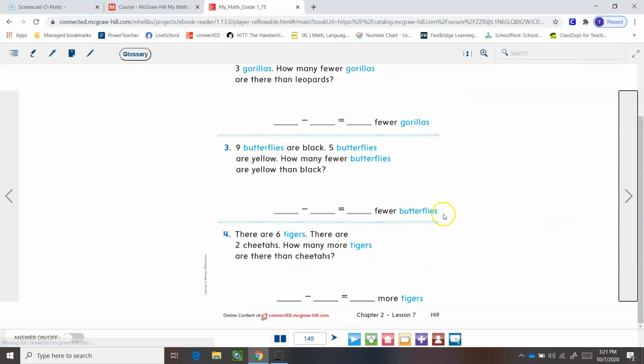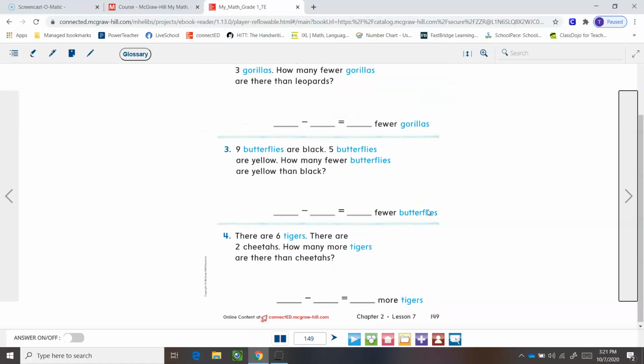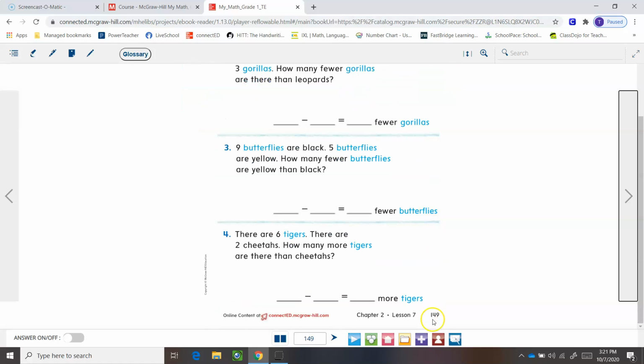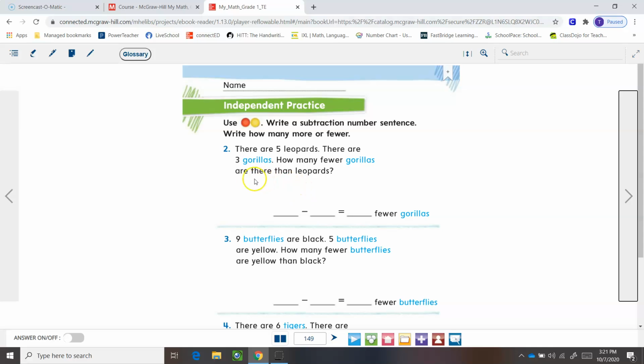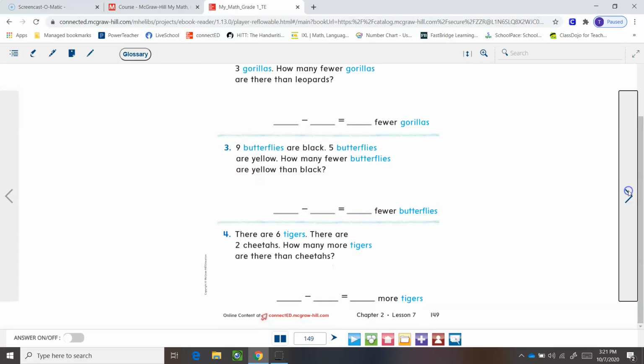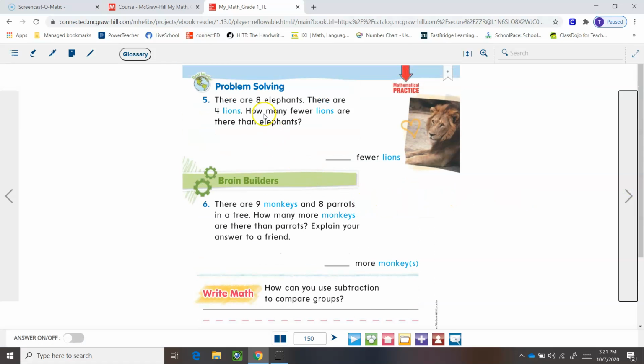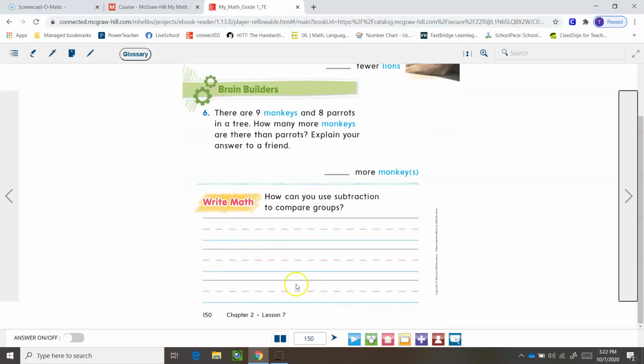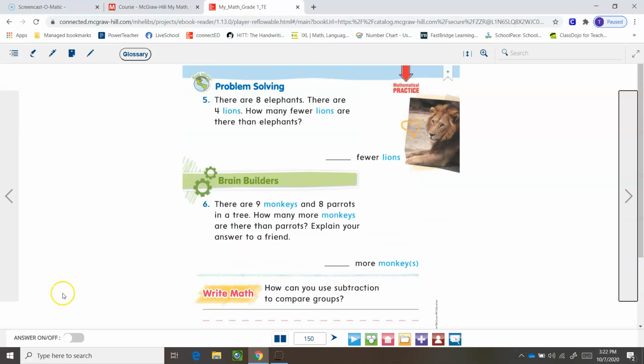So today for your assignment, there's only a couple of problems on the first page. It's going to be page 149. Again, it's problems 2, 3, and 4. Make sure you read them, underline what you know, circle what you don't, and make your number sentence. And then you have the back of your page: your problem solving, your brain builder, and your writing piece. So 5, 6, and then the writing. That's on page 150. Make sure you take a picture of that or use the video recording and submit it for your teachers.